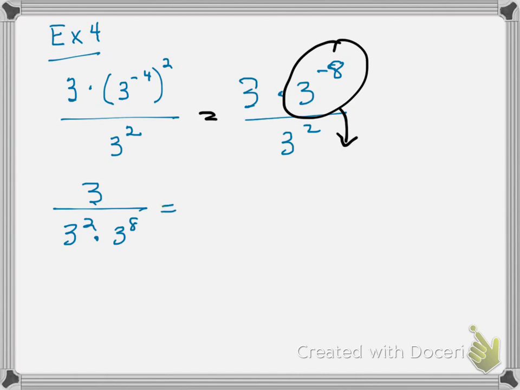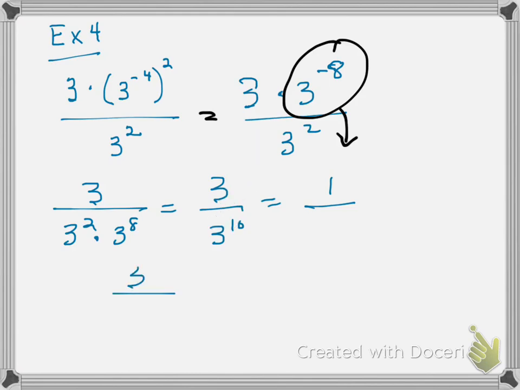And so now I have 1 3 on the top. I have a total of 10 3's on the bottom. So I have 3 over 3 to the 10th. And if I were to write those 3's all out, one of them would cancel. So if I canceled one set of 3's, in other words, 3 divided by 3 comes out to be 1.